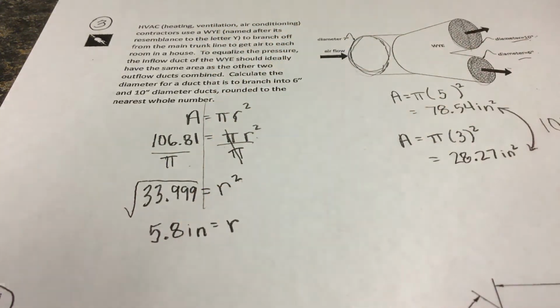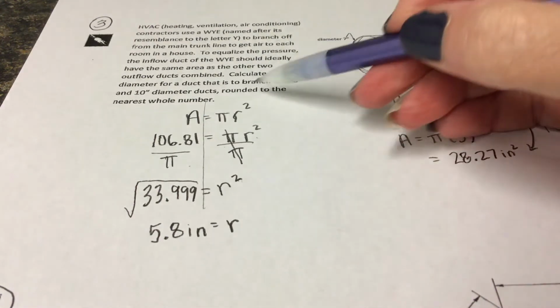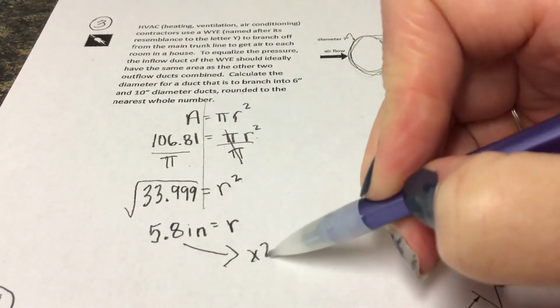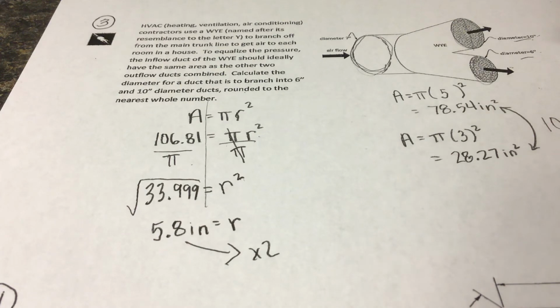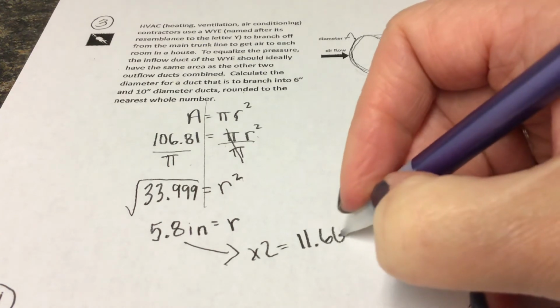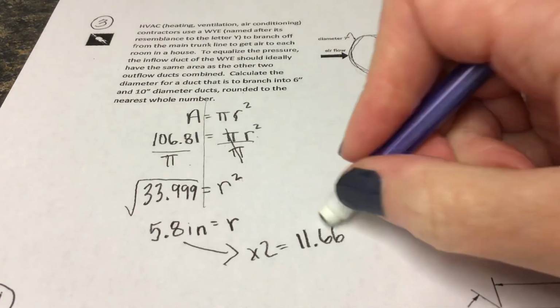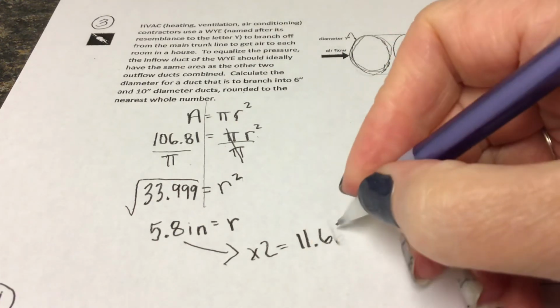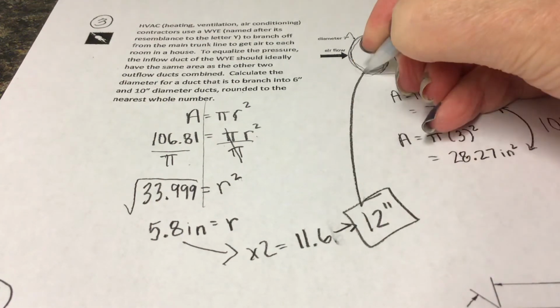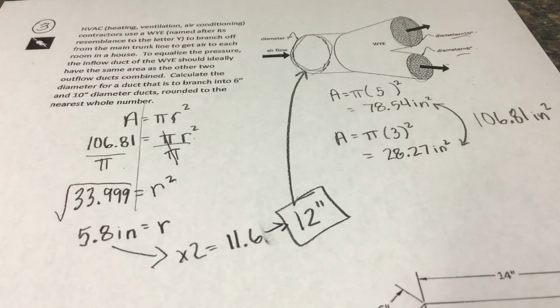But it's asking for the diameter. And it says to the nearest whole number. So we'd have to multiply this by 2 to get the diameter. It ends up being 11.66. Oh, yeah, 11.6, because I rounded it. But the nearest whole number would be 12 inches. So the diameter of that piece of the duct has to be 12 inches, so that it will keep up with the other pieces, the Y pieces of that duct.